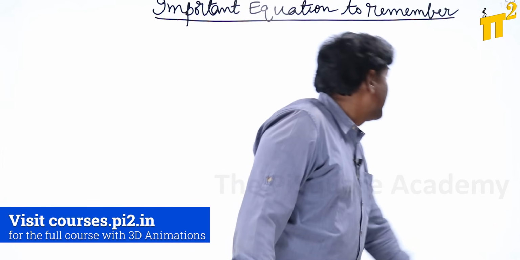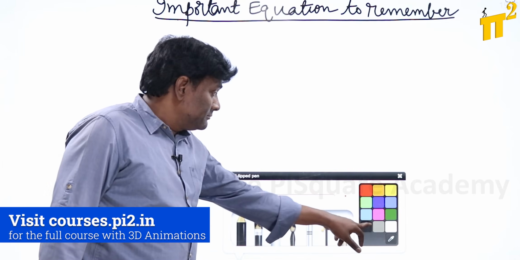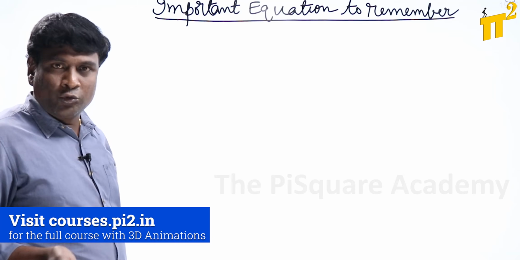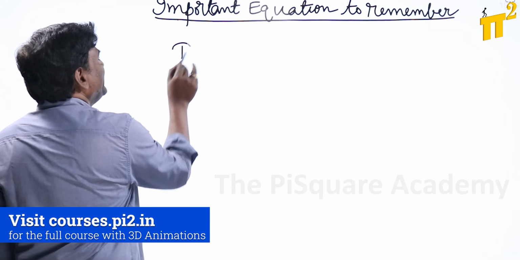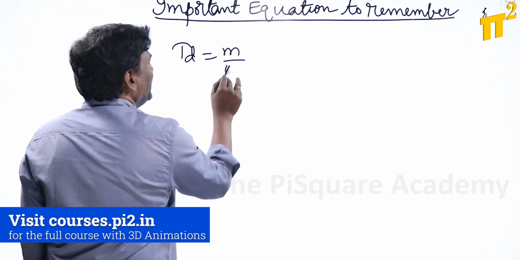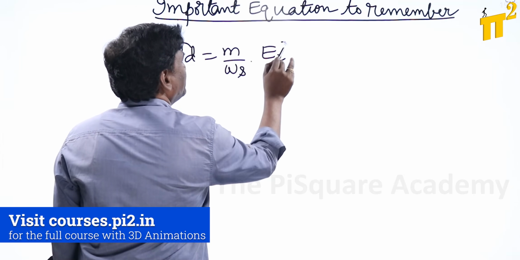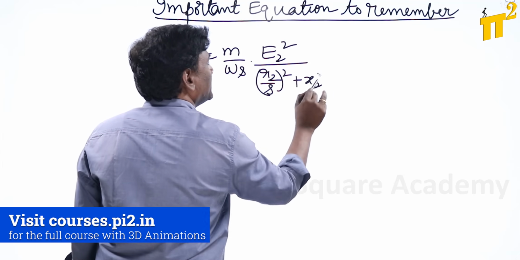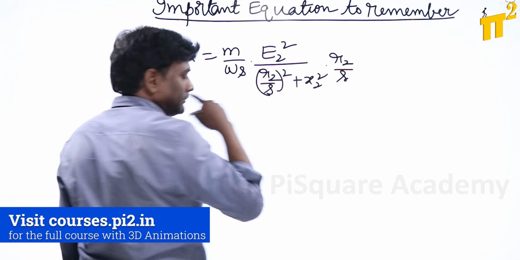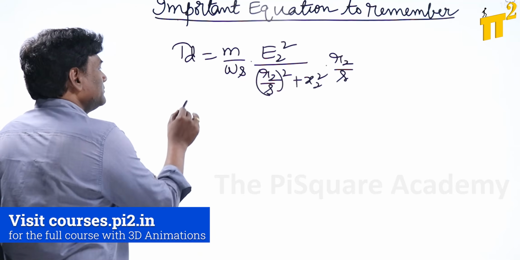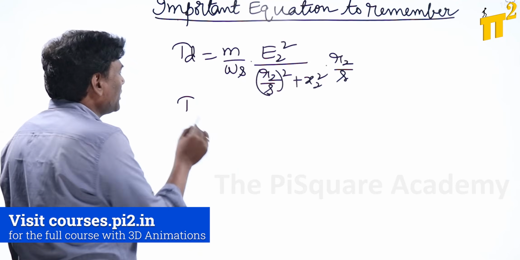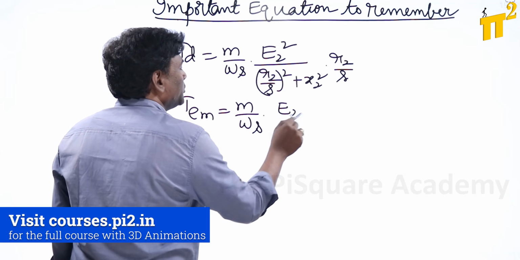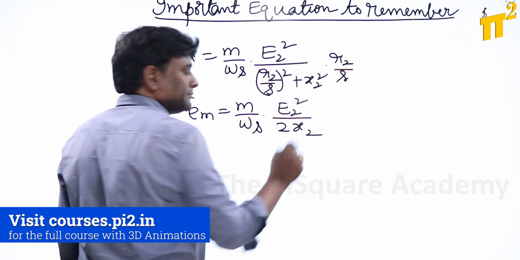Now let us think of a very important equation. This has to be remembered because multiple times they will give questions from this area. What is Td? It is m by omega s into I2 square R2 by S. What is the maximum torque, Tem or Tdm? The maximum torque Tm is going to be m by omega s into E2 square by 2x2.